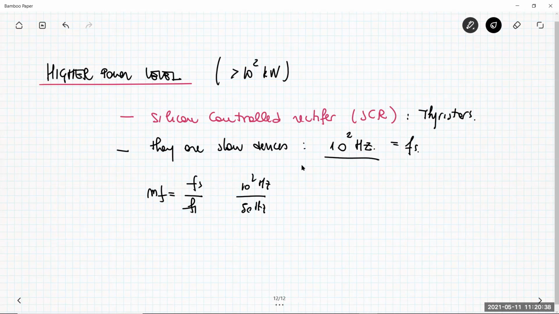So it means that this MF here is in the range of unity. MF is, I don't know, 2, 3, no more than this.